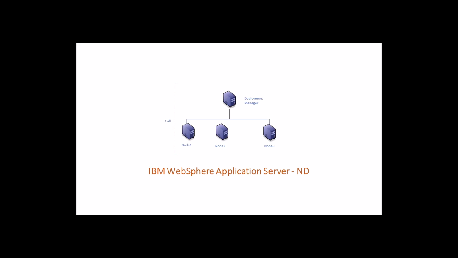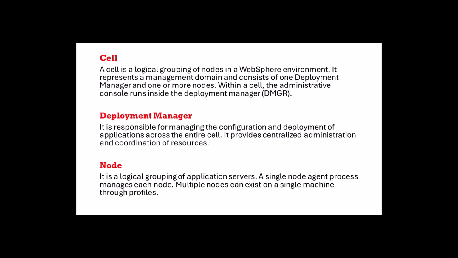Now we are going to see how to create the deployment manager. The network deployment environment consists of the cell, deployment manager, nodes, and application servers. A cell is a logical grouping of nodes in a WebSphere environment. It represents a management domain and consists of one deployment manager and one or more nodes. The deployment manager is responsible for managing the configuration and deployment of applications across the entire cell.